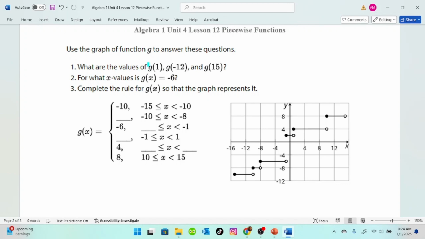So if I want g of 1, I'm going to go to where x equals 1. I have a straight line at x equals 1, and I see that I have a solid point at y equals 4. So for number 1, g of 1 equals 4.